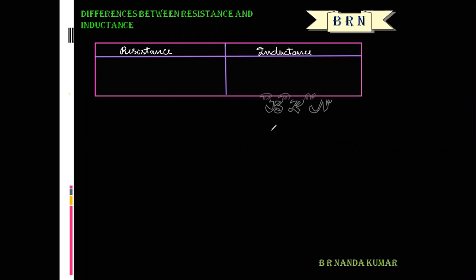What is the meaning of resistance? Resistance is the opposition to the flow of steady current. Very simply, resistance is the opposition to the flow of steady current.